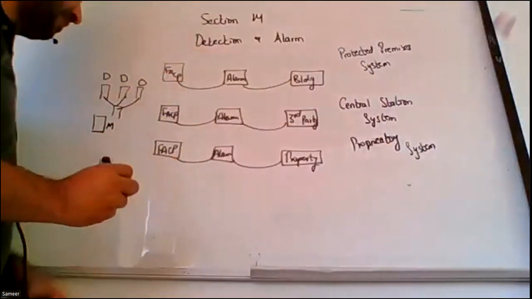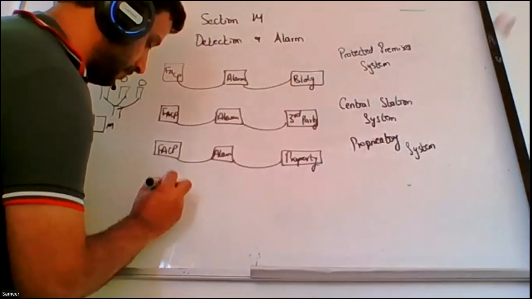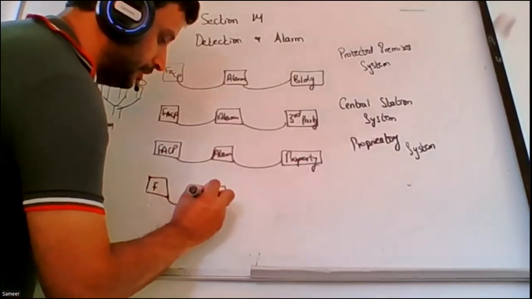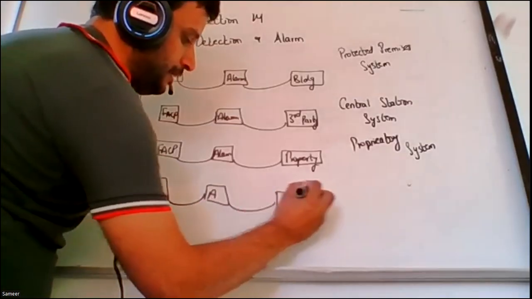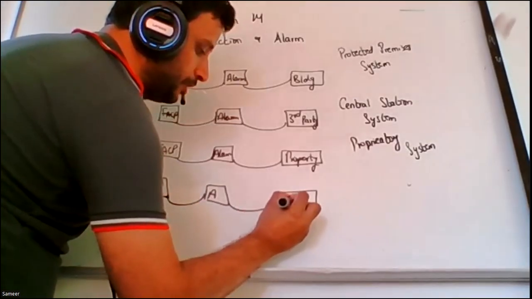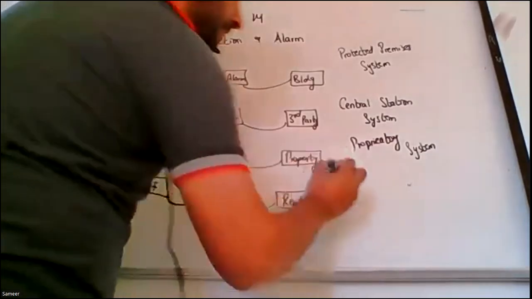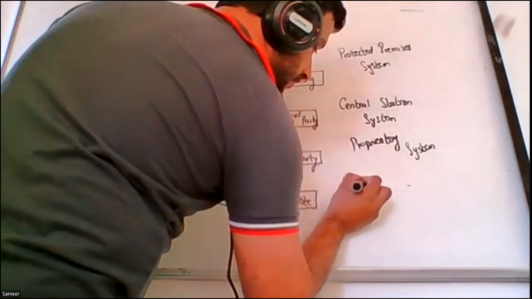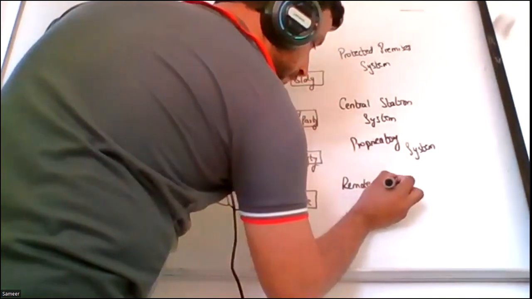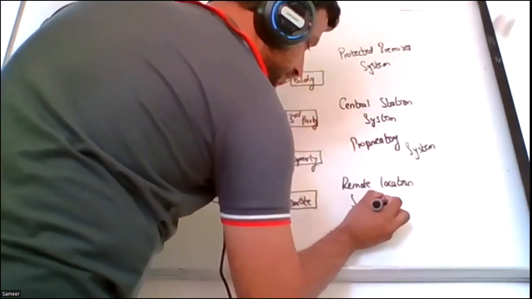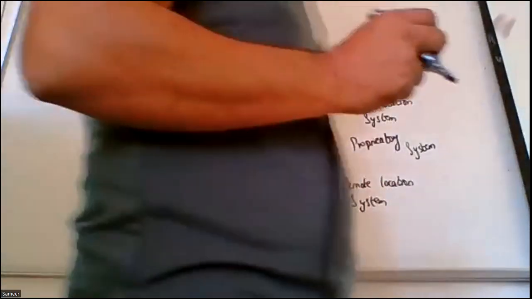The fourth type of system: in the fire alarm control panel, the alarm initiates, and the alarm is sent to a remote location. This type of system is known as a remote location system. Now, where do I use a remote station system, or remote location system? Where do I use them?